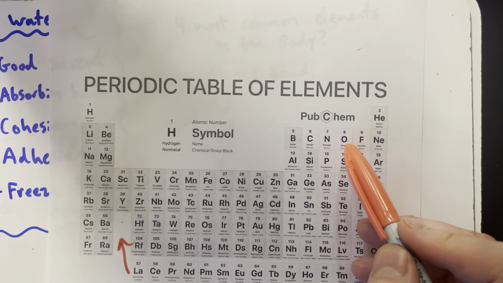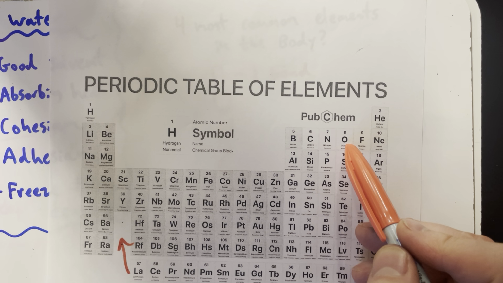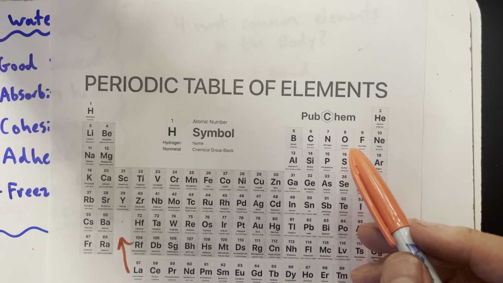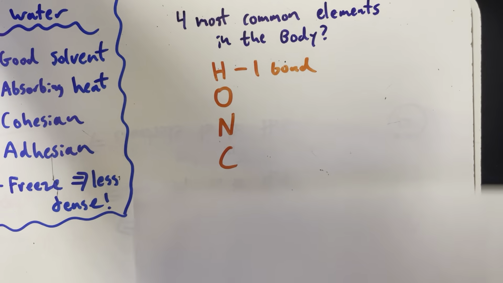8, right? How many are on the inner orbital? 2. How many are on the next orbital? 6. How many does it want to have? 8. So it needs how many more? 2. So it can form 2 more bonds pretty easily.